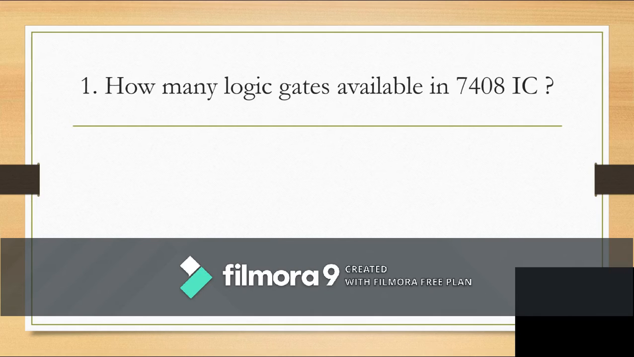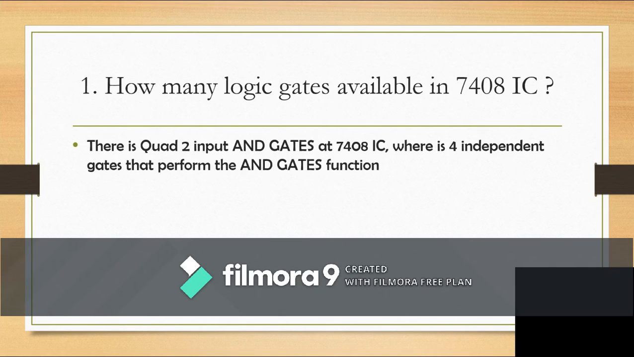Question number one: how many logic gates are available in the 7408 IC? Our answer is that there are quad two-input AND gates in the 7408 IC, which has four independent gates that perform the AND gate function. That is for question number one. So we continue to question number two.